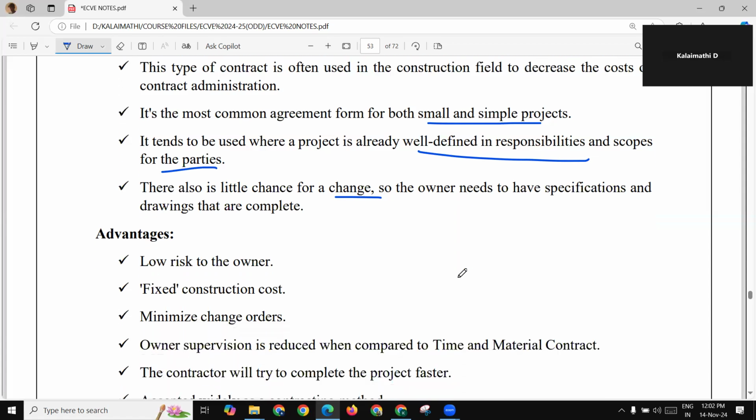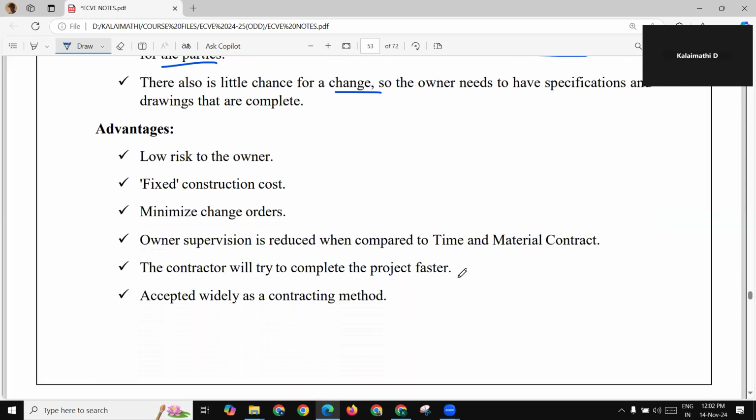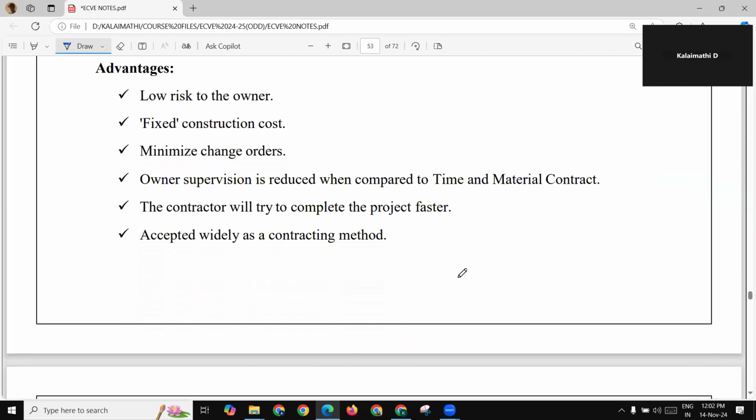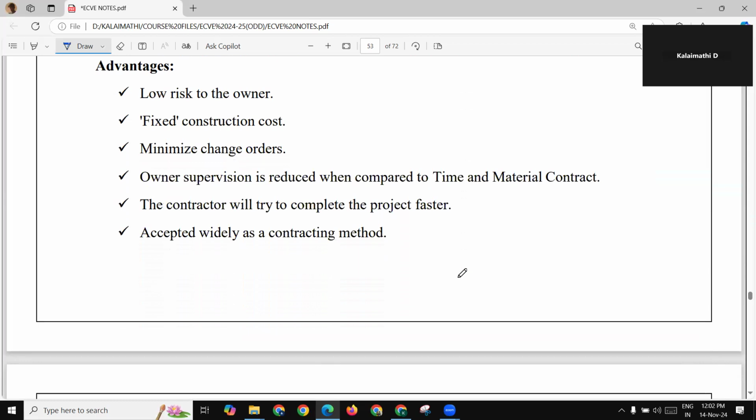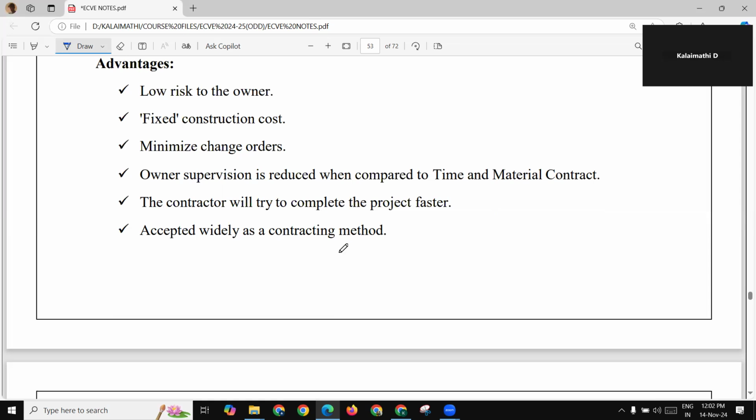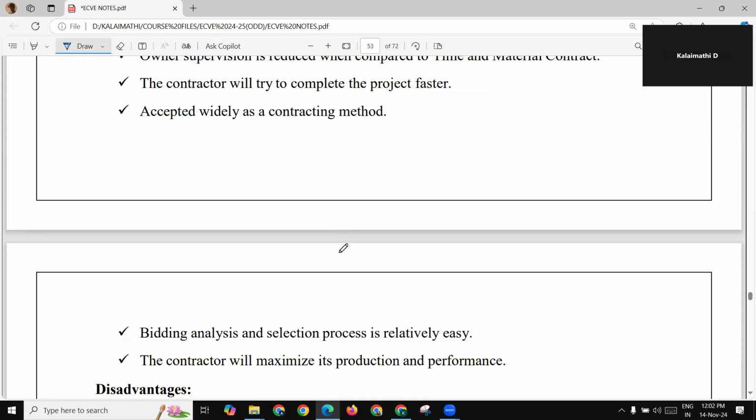The advantages of using this contract is it has low risk to owner, fixed construction cost. It will minimize the change orders. Owner supervision is reduced when compared to time and material contract. The contractor will try to complete the project faster and it is accepted widely as a contracting method.